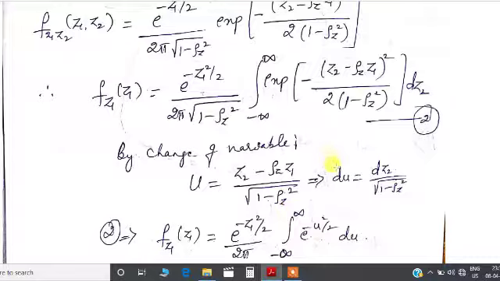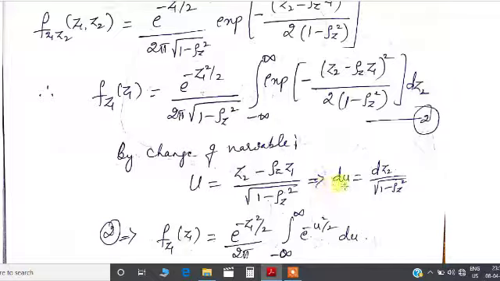You can see how I have taken the substitution, the complete exponent, that is u. Differentiating with respect to z2 gives du equal to dz2 divided by root of 1 minus rho z square. Now making this substitution in 2, it reduces to f z1 of z1 equal to e power minus z1 square by 2 divided by 2 pi times the integral from minus infinity to plus infinity of e power minus u square by 2 du.